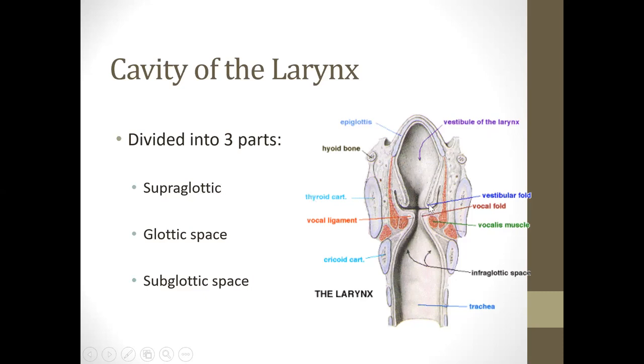And from the upper border of your true vocal cords to 2 millimeters below the vocal cords, that's where you have the glottis. And from the 2 millimeters below the true vocal cords to the lower border of your cricoid cartilage, that's where you have your subglottis. So we have the supraglottis, glottis, and subglottis. And the supraglottis has the vestibule and the ventricle.